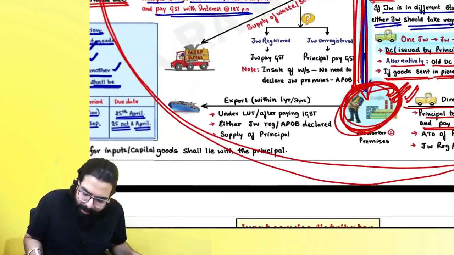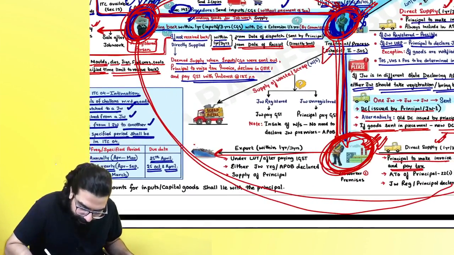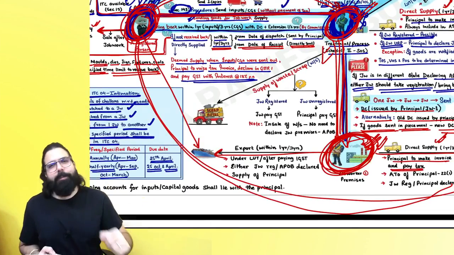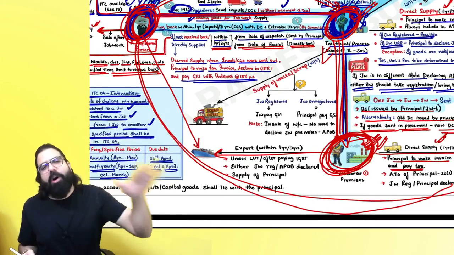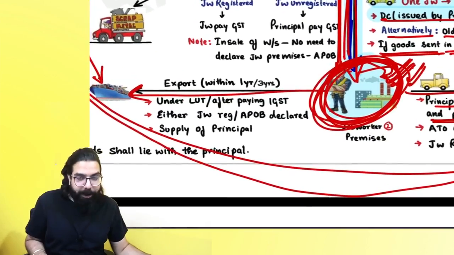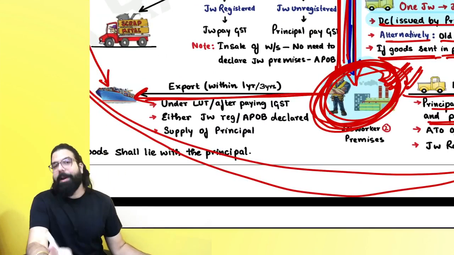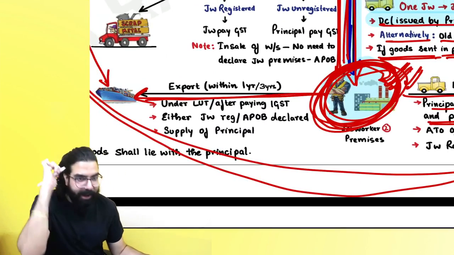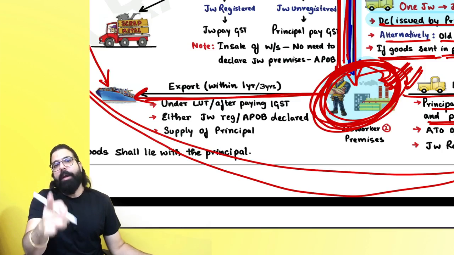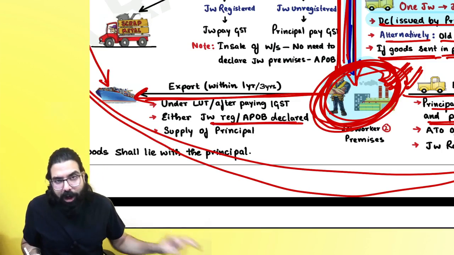Same thing, sir, from here can I go ahead and directly export? Yes, this will be an export of the principal, who will issue the invoice, and the principal will give a bond, or IGST has to be paid by the principal. Done, sir. Point clear. But, sir, can I go ahead and export? Exporting or supplying from job worker premises is only possible if the job worker is registered or the principal has declared his place as an additional place of business.